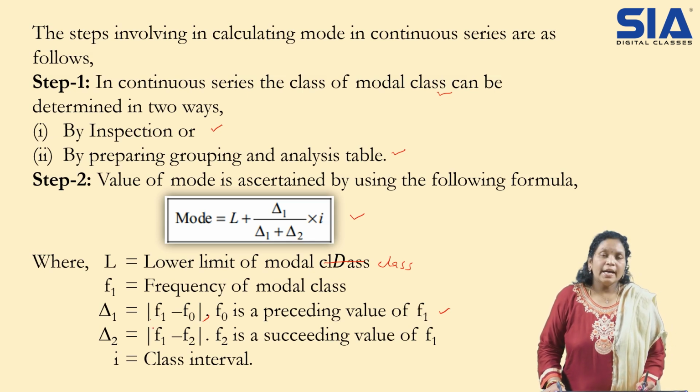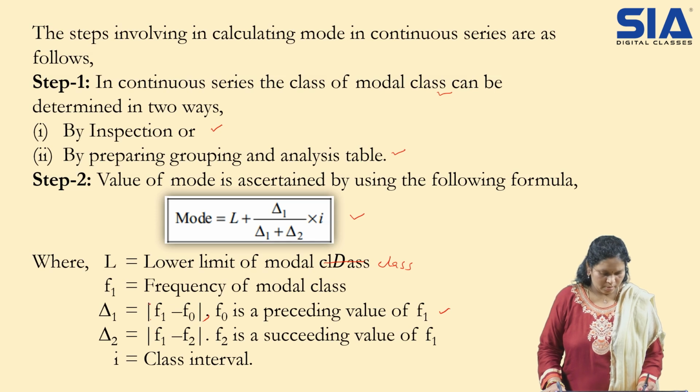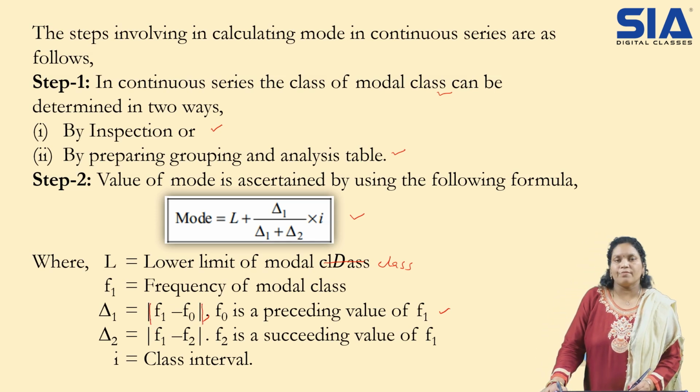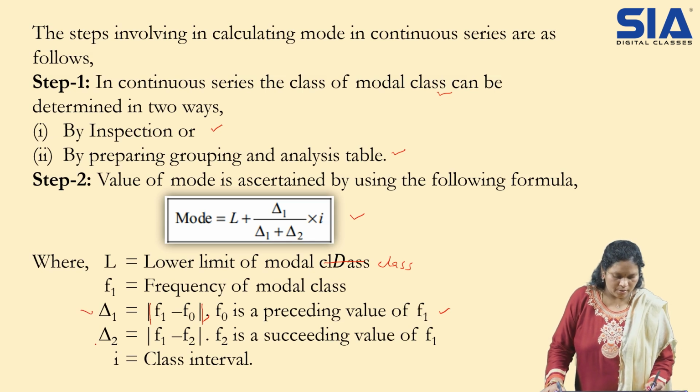So for that we'll take mod. So we'll write mod of F1 minus F0, and that becomes our delta 1.